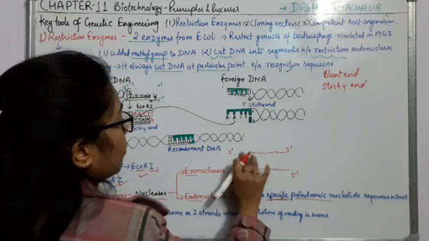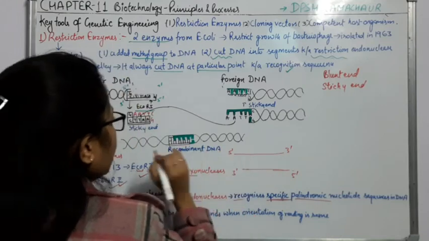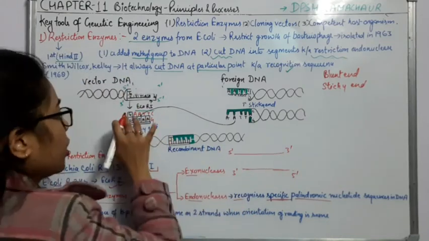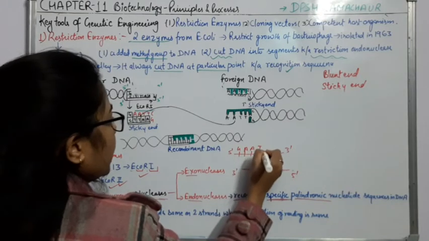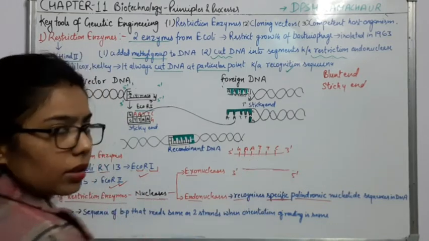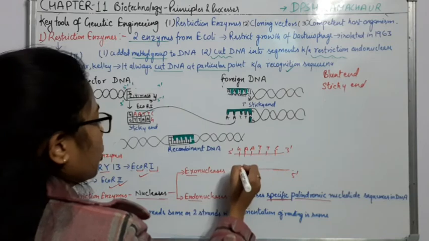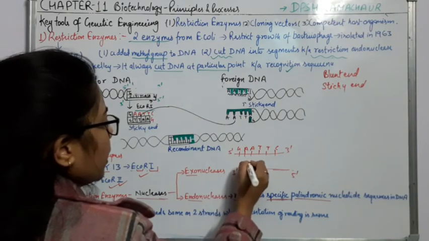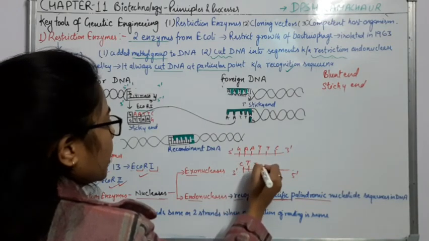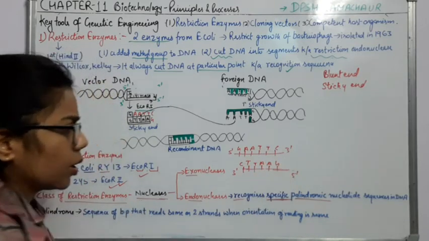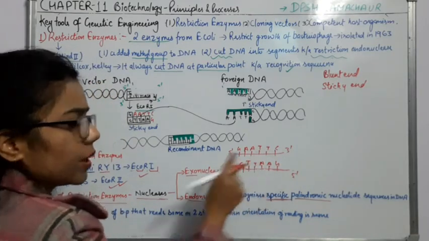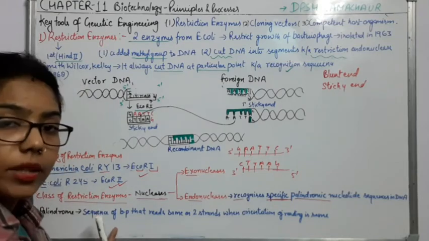Same thing, the sequence which you are seeing here, what is it? G, A, T, T and C, right? Then another sequence which you are getting here, C, T, T, then A, then G. So this is the sequence. So 1, 2, 3, 4, 5, 6. Six base pair sequences are there.